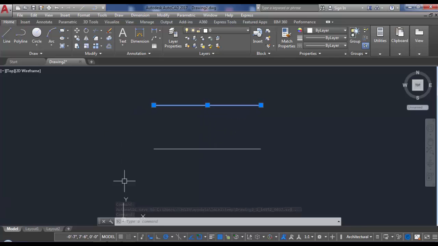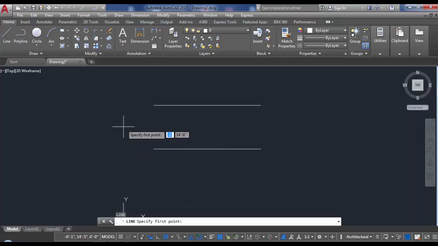As I have told you earlier, keep polar tracking on and snap on. I have kept this on. Tapping escape gets us out of a command. So let's go for the line again.